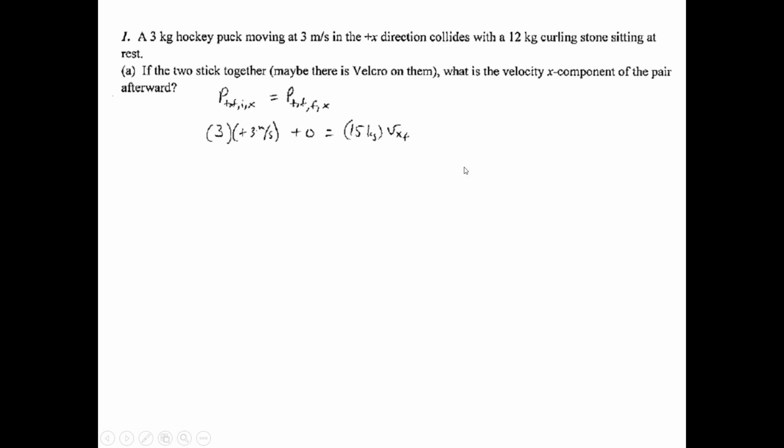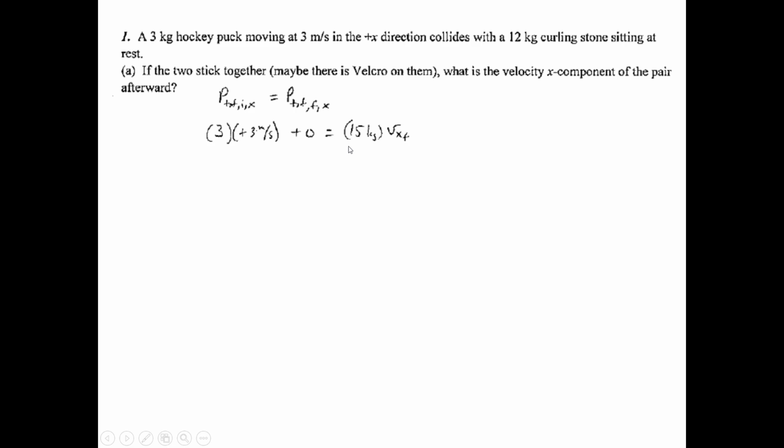So we're going to apply the statement of the conservation of momentum to this. And in this case, everything's moving along the plus x direction, or at least initially along the x direction. So let's apply the statement of the conservation of momentum for x components. Total initial x momentum is equal to the total final x momentum. Initially, the 3 kilogram puck is moving at 3 meters per second in the plus x direction. That's its x velocity component. So that's the total initial momentum x component for the puck.